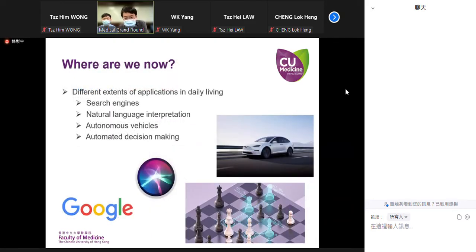So the next question is, where are we now? Because AI is basically everywhere in our daily living. As simple as search engines like Google or Yahoo, and secondly, there are some natural language interpretation like Siri in our iPhones, which also involves the AI technology. And also, the most popular car nowadays is Tesla, which involves the autonomous driving. It also involves the AI concept. And last but not least, AI can also give some automated decision making, like the AlphaGo, which can beat the top chess players in the world as well.